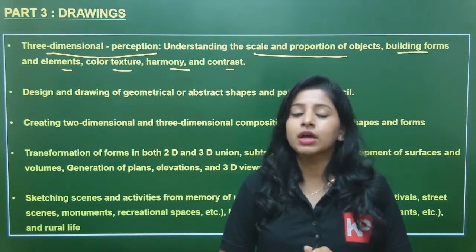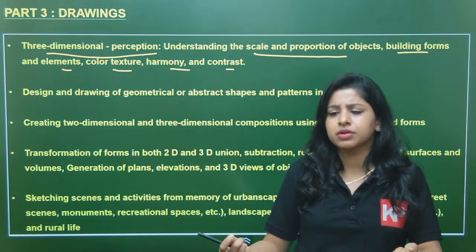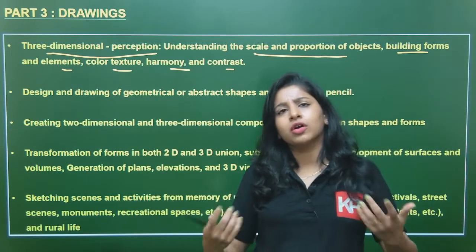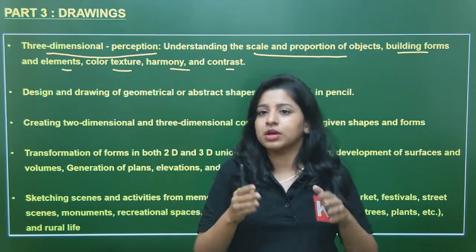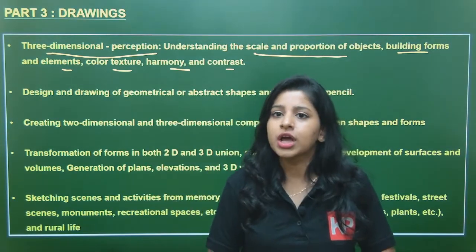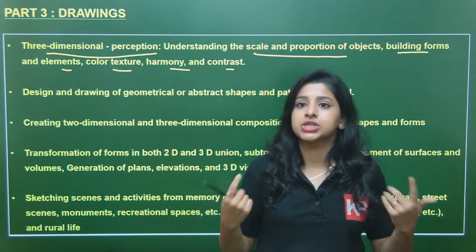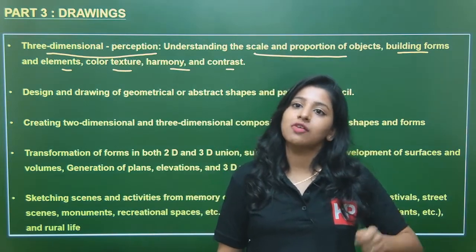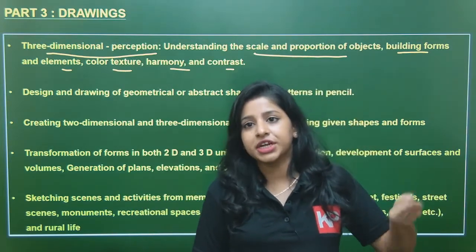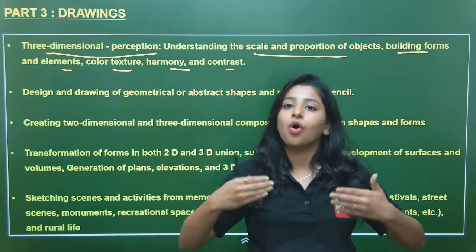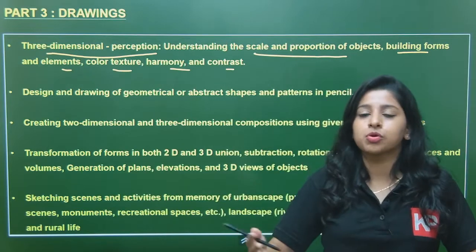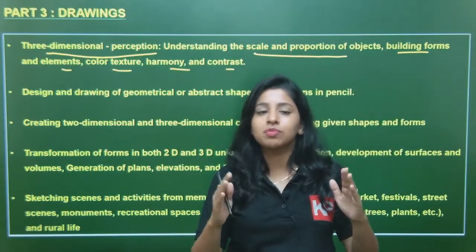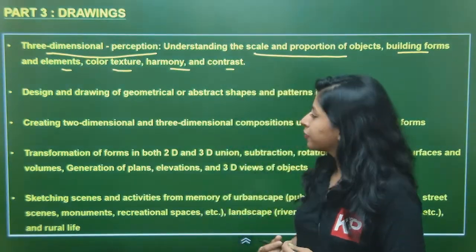For example, they may give you a very simple concept or a very simple question, that draw a sketch of you imagine you're standing in the middle of a road and draw the sketch that you are able to see. So in that case, you have to draw the lighter areas, the shaded areas. So you have to bring out all that textural differences in your drawing. The scale, the proportion, everything should be in line in your drawing.